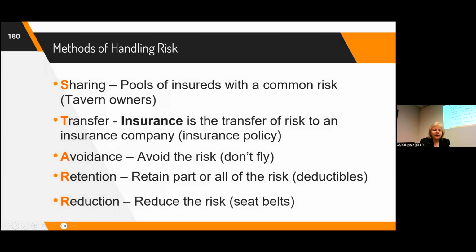Avoidance is you're never going to fly because you're afraid the plane's going to crash. You're never going to drive a car. You're never going to go outside, right? You're just going to avoid it altogether. Stay in your little house. So avoiding risk. Retention means you're going to retain all or part of the risk.